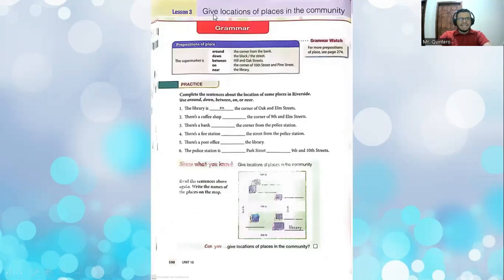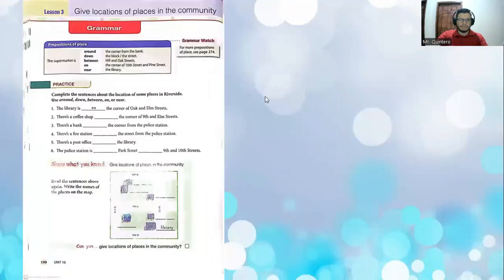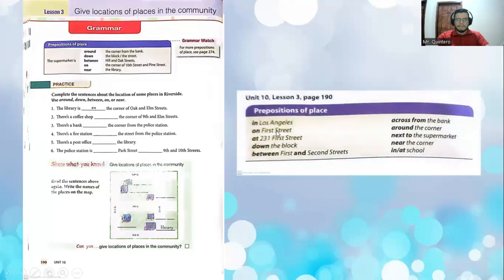Lesson number 3. Give locations of places in the community. Grammar. Prepositions of place. Grammar watch. For more prepositions, we can see on page 274. Prepositions of place. Remember, place is the location of something.